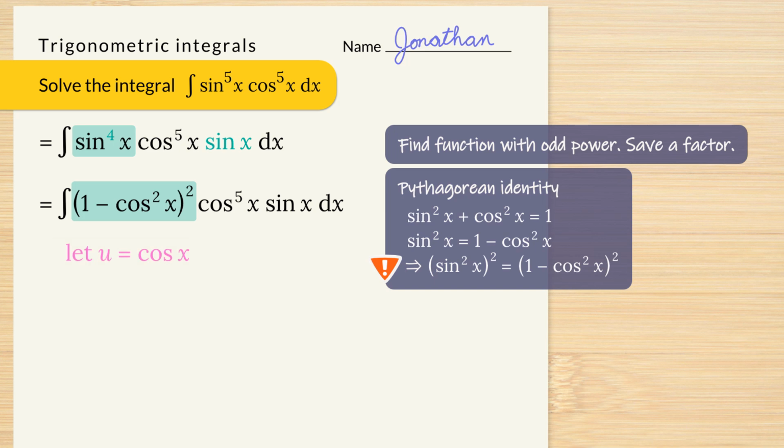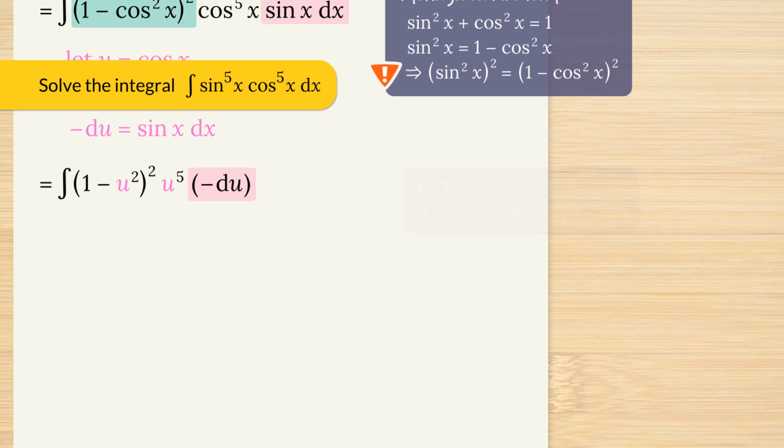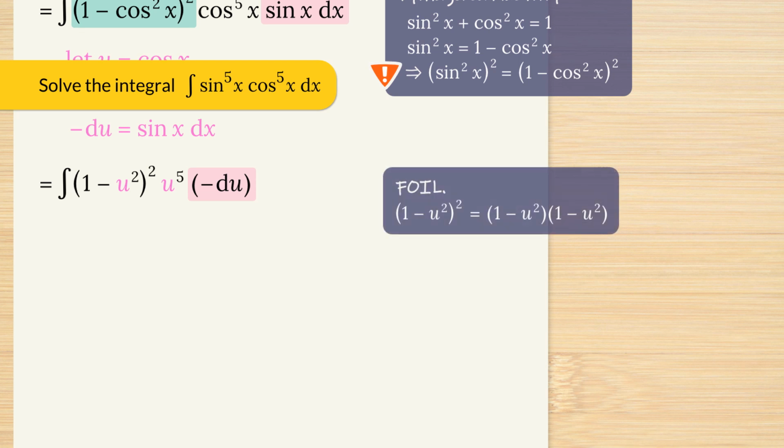Let u equal to cosine x, then du is negative sin x dx, and isolate that sin x dx as a negative du. Everywhere where we see a cosine is now a u. The sin x dx is a negative du. Expand the integrand. In this case, we have a 1 minus u², the whole thing squared. We have to FOIL that out.